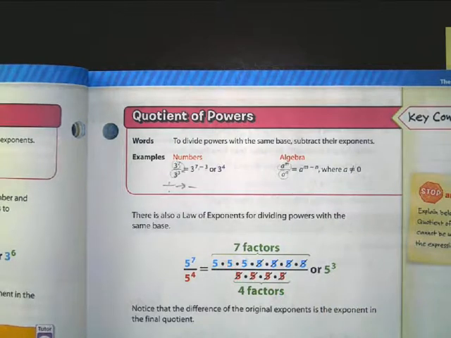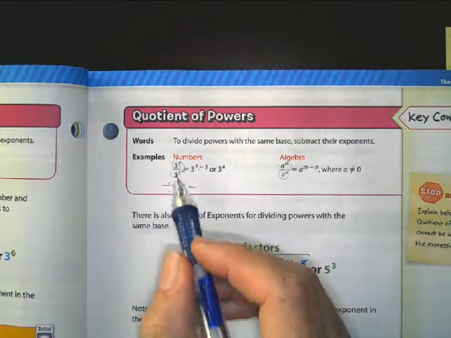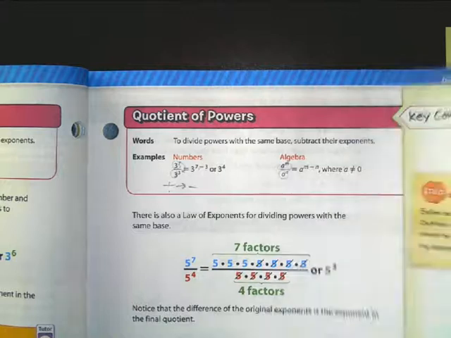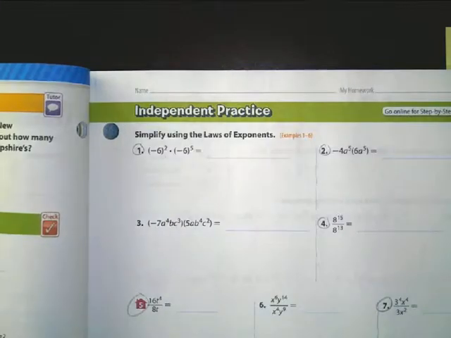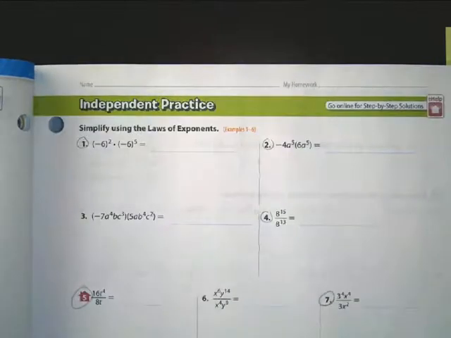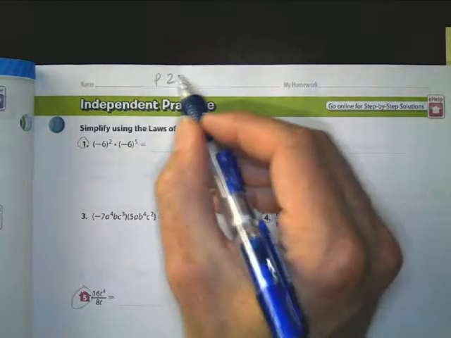If we have the same base and we're multiplying, then we add the powers. If we have the same base and we're dividing, then we subtract the powers. Let's take a look at some practice problems from your book. This is from page 27 in your book today.